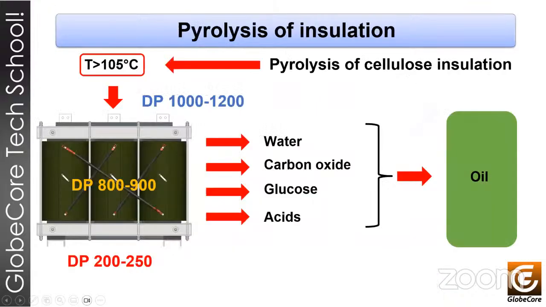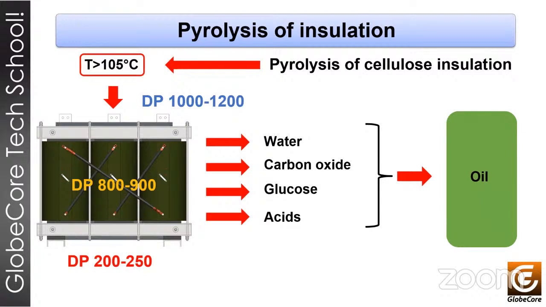Okay, the service life of the transformer insulation system is determined by the service life of the paper insulation. Under normal insulation conditions, the degree of cellulose polymerization is in the range of 800 to 600. That means the paper is in good condition.